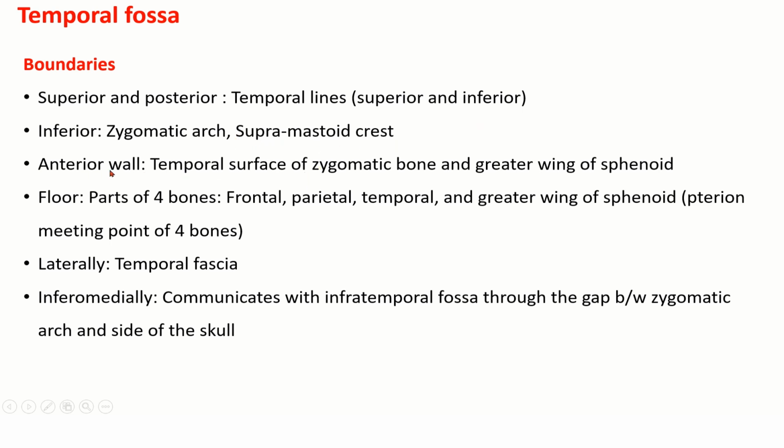I'll show you in the diagram. The anterior wall is formed by the temporal surface of the zygomatic bone and the greater wing of the sphenoid. The floor: parts of four bones form the floor. The most important point is the pterion. The frontal, parietal, temporal, and greater wing of sphenoid, all these four bones join in the form of an H-shaped suture called the pterion.